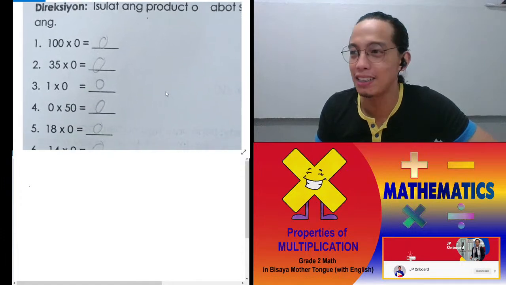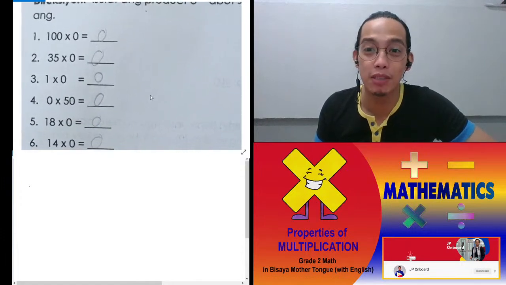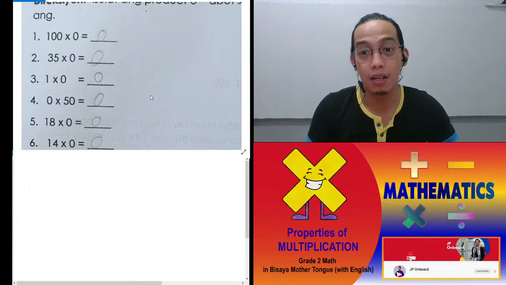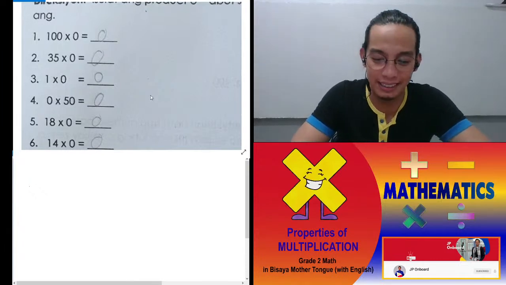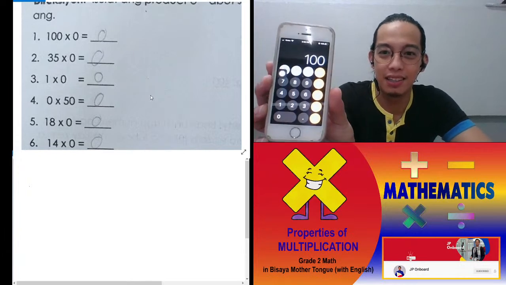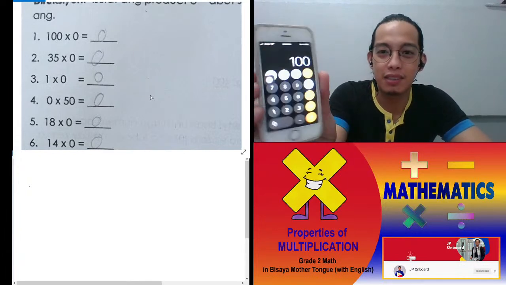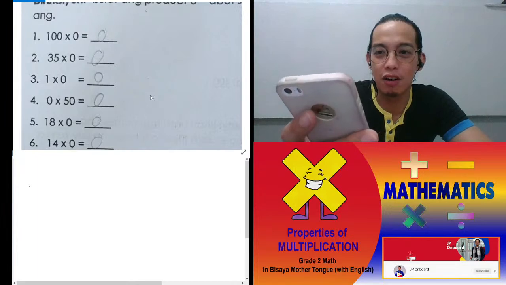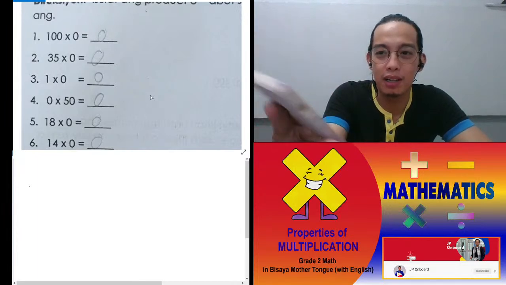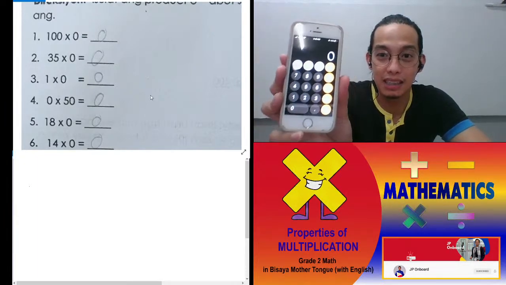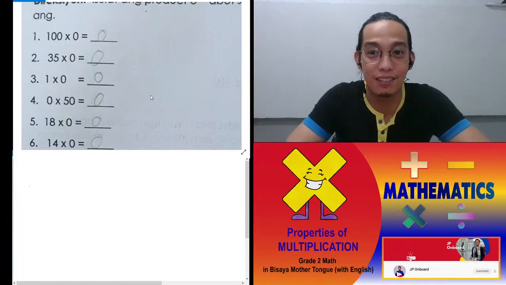We answered this yesterday actually. So I answered it. 100 times 0 is 0. You can even check your calculator. I will show you. 100 times 0 equals 0. Diba? So, 0 siya.